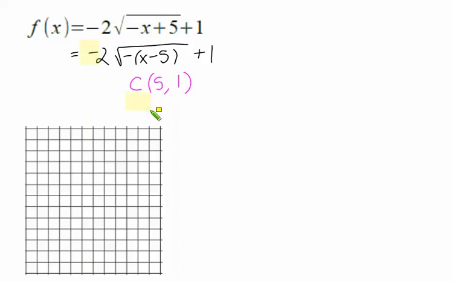If there's a negative in front of the square root, that means the graph will open down. And if there is a negative inside the square root, that means that our graph will open, instead of to the right, it will open to the left. So in this particular example, we know where the starting point is. We know it's down and to the left.